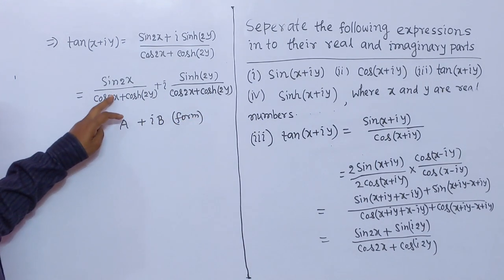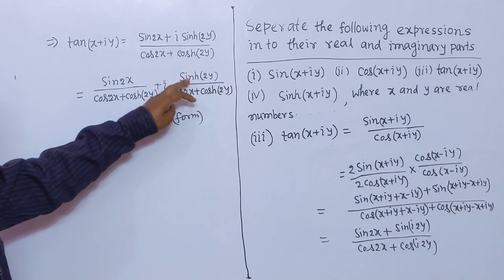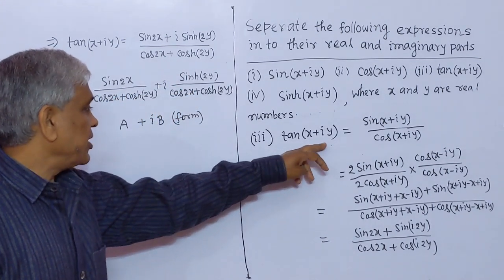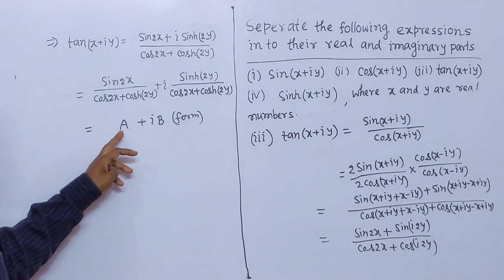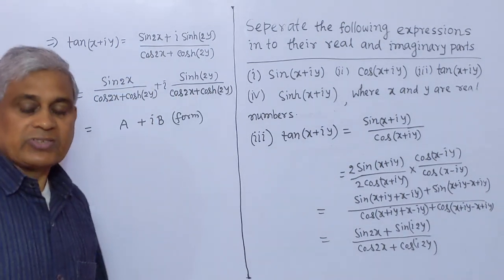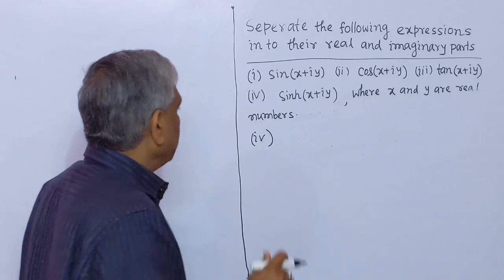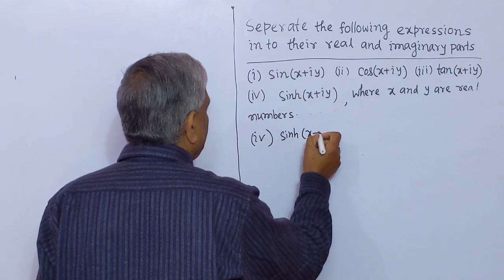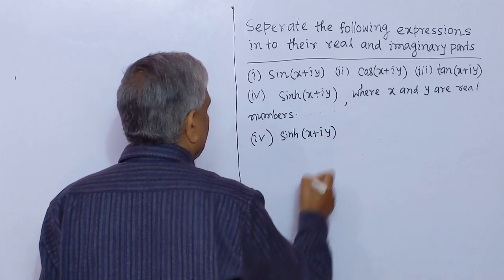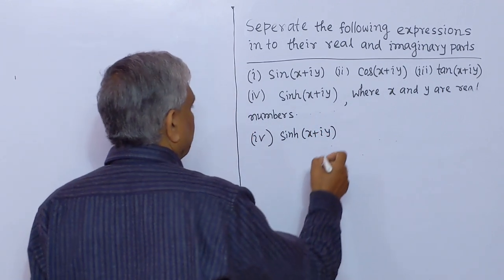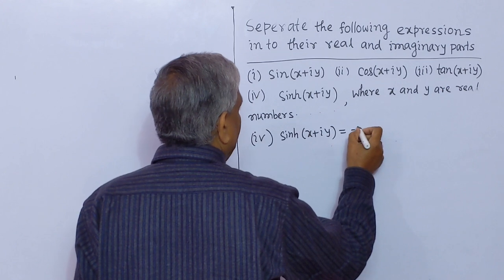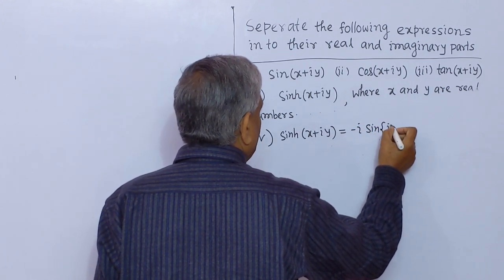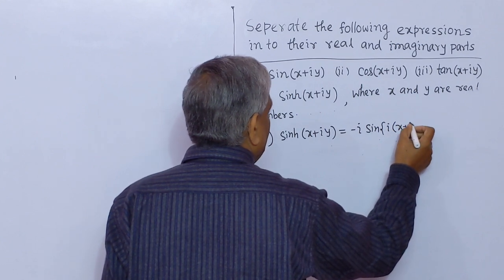A be the real part and this is the imaginary part. So tan x plus iy is separated into real and imaginary parts. Number 4, sin hyperbolic x plus iy. This is equal to minus i sin i x plus iy.